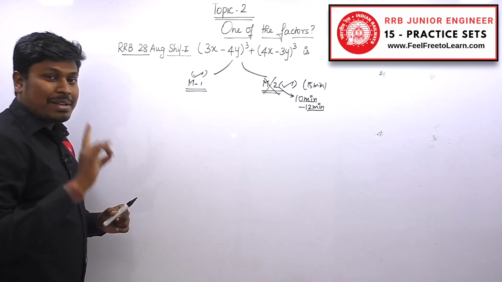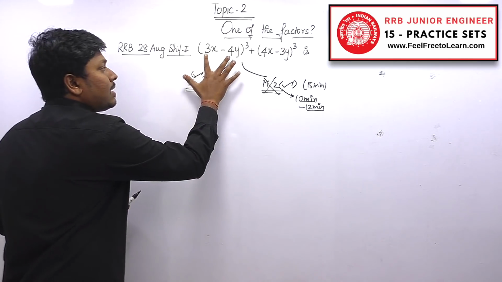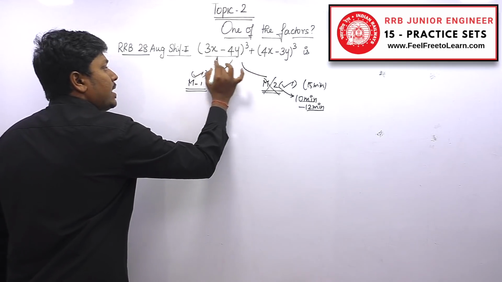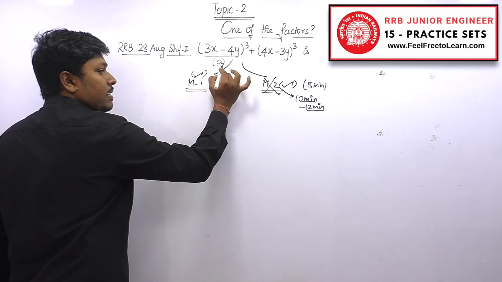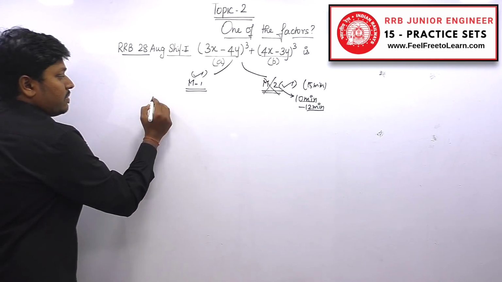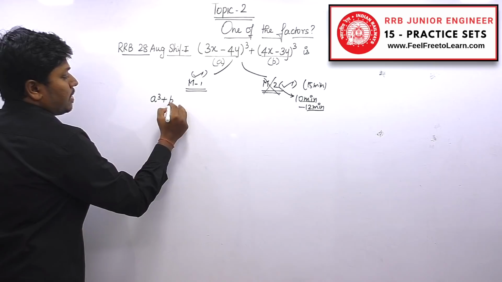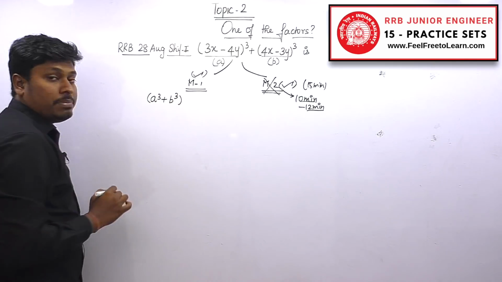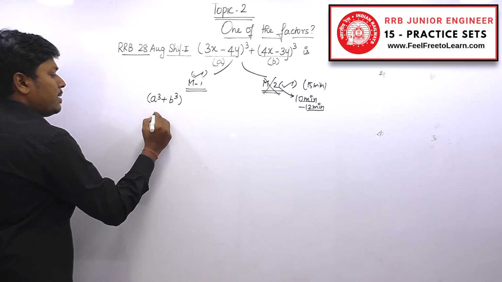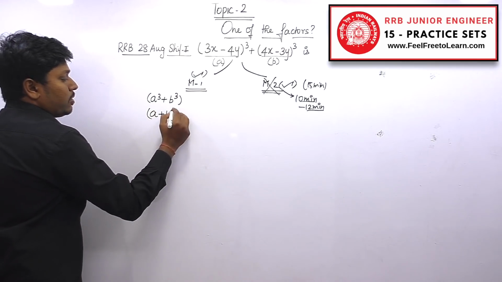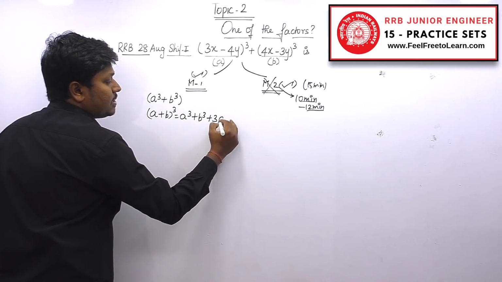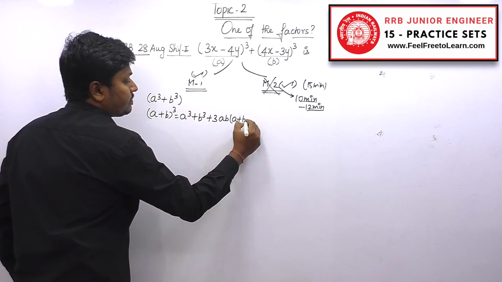So listen here, method number 1 is: the complete term, 3x minus 4y, I am going to take this complete term as a. Similarly, 4x minus 3y, I am going to take the complete term as b. Which means a cube plus b cube. I am going to apply the formula for a cube plus b cube here, so that I can get the answer easily. For example, we know what (a plus b) the whole cube is. So (a plus b) the whole cube is a cube plus b cube plus 3ab into (a plus b).